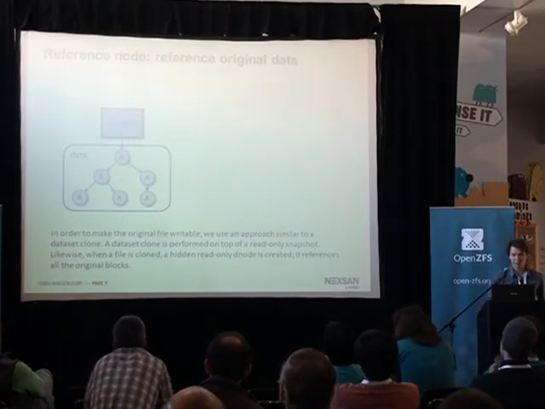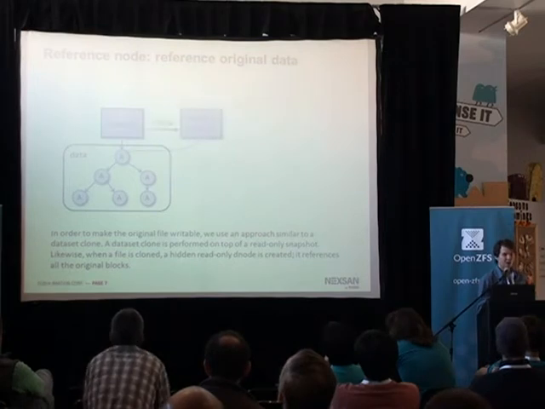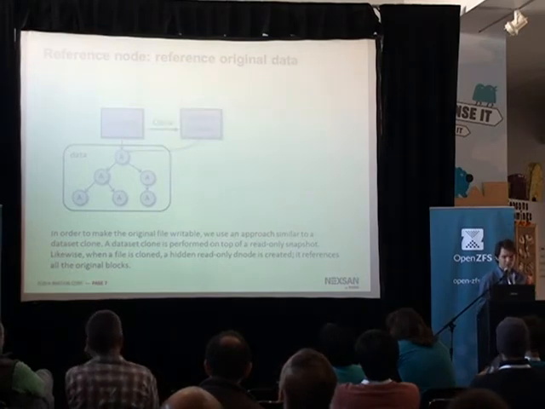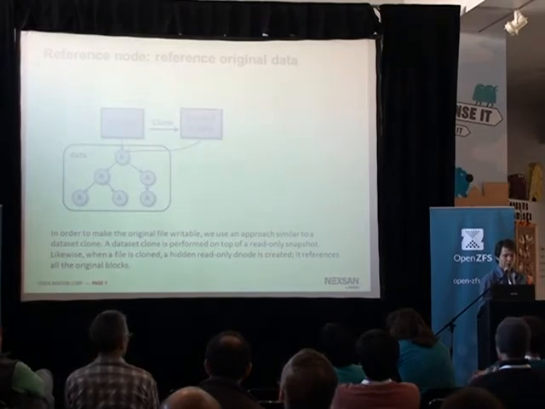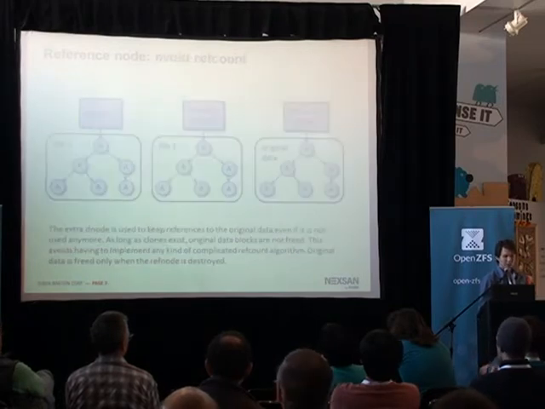So what's the main concept of this file clone? It is the reference node. What happens is whenever we do a clone, we actually make two new dnodes. One dnode is for the new file, which is named the clone, and the second dnode is called the reference node, and this one is a hidden dnode which also points to the original data. Now, what's the reason for that?